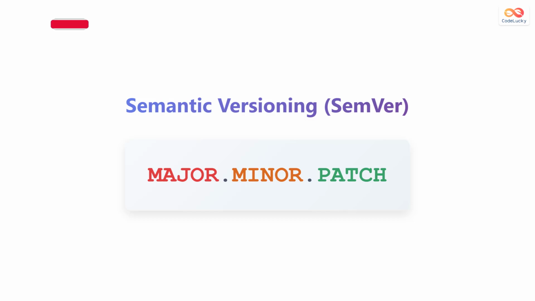Semantic versioning, or SemVer, is a widely used versioning scheme. It follows the format major.minor.patch. The major version indicates significant changes, the minor version indicates new features, and the patch version indicates bug fixes.